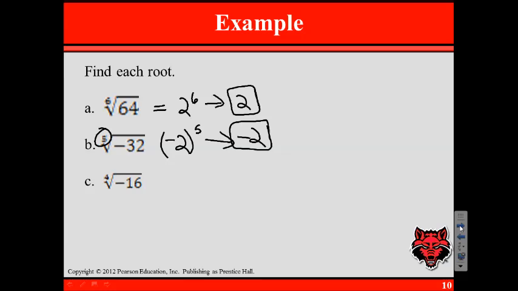And we've used 2's and negative 2's twice already. Let's try to use 2 again with a different index. We have the 4th root of negative 16. Here's a problem though. Unlike the first 2 times, we saw the negative underneath the radical sign.